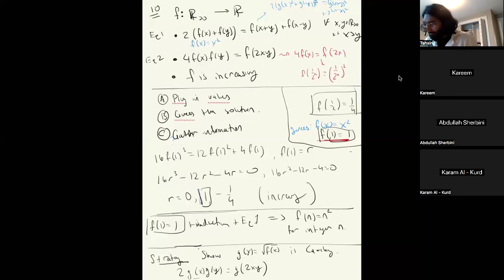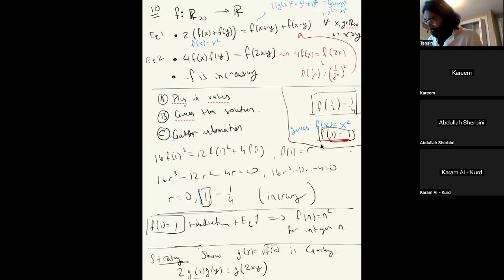And then you can actually put that into here to get f of k over 2 to the n by induction, I think. Right? Is that right? I have a suggestion. Can we just substitute in the second equation, we can put f of 2xy equals 4f of xy, and then dividing by 4, we get f of x times f of y equals f of xy. This could be easier to work with.